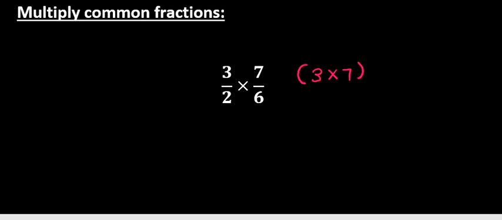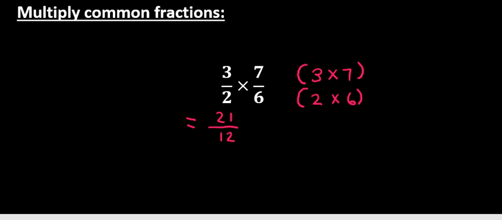And when I multiply, I'm also allowed to multiply my denominators with one another. So it's going to be 2 times 6. So I can go and rewrite my fraction. I'm going to say 3 times 7 gives me 21. And 2 times 6 gives me 12.